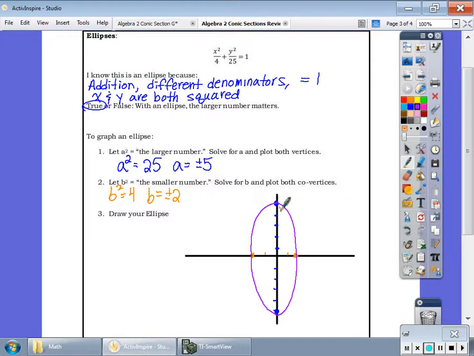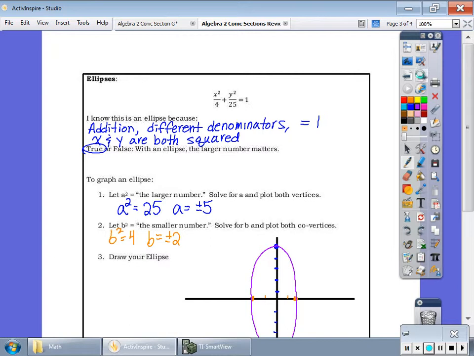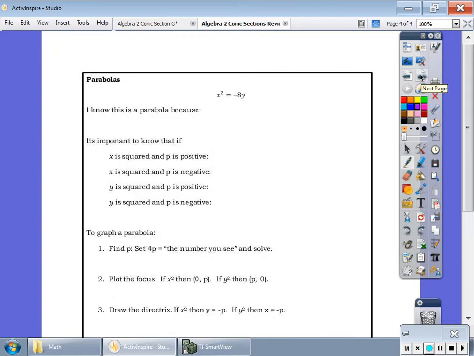All right, ladies and gentlemen, last one we have to do. Parabolas. X squared is equal to negative 8y. What gives this away as a parabola? I know this is a parabola because only one of the variables is squared. Yes, only one variable is squared. That's exactly correct.